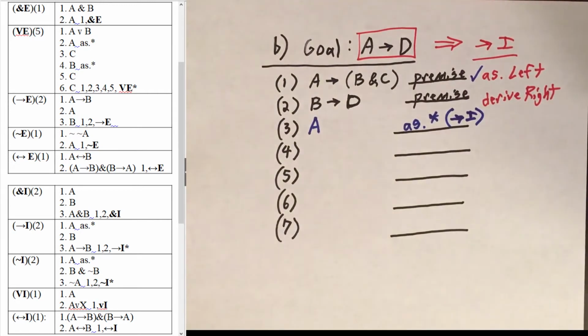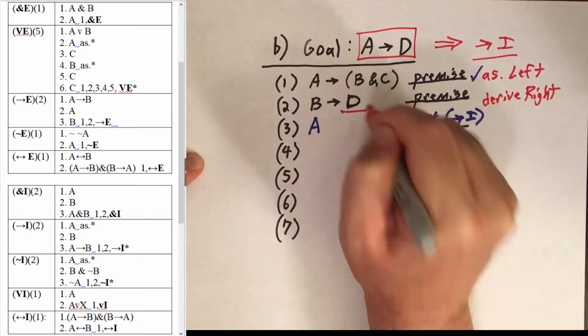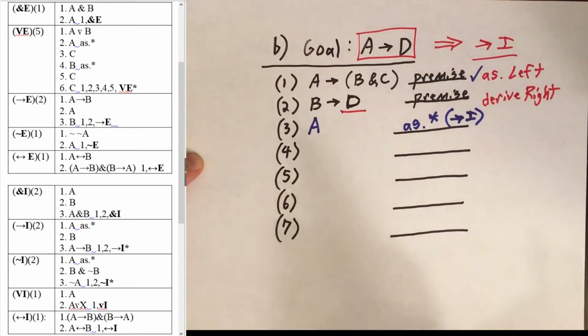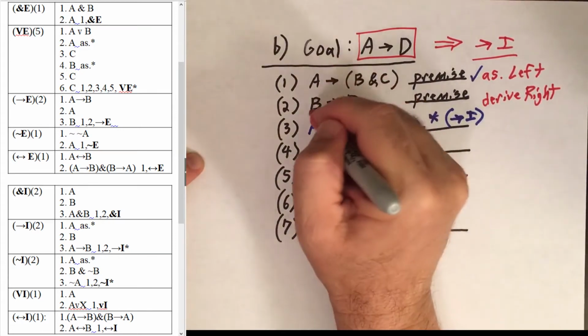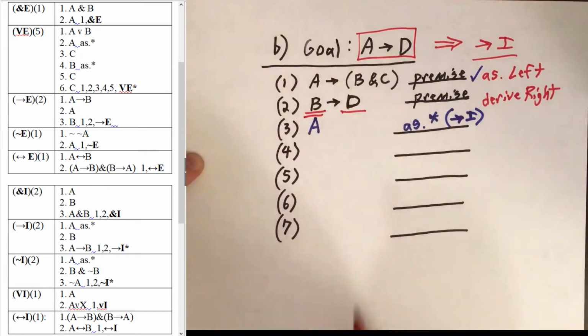So now think about it as a standard proof. I am trying to derive D. So let's do our underlining technique. So here is my sub-goal. That's what I'm after. And I know that I can get D if I first prove B is true. So now my sub-goal is B.